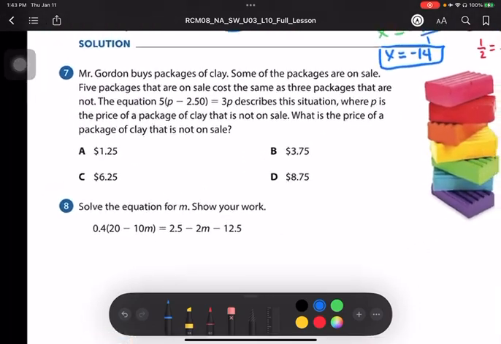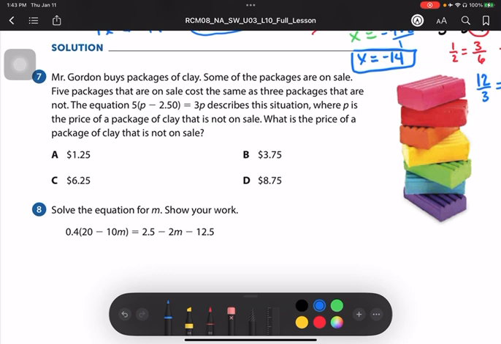All right, number 7. Mr. Gordon buys packages of clay. Some of the packages are on sale. 5 packages that are on sale cost the same as 3 packages that are not. They gave you the equation and they told you that P is the price of a package of clay that is not on sale. What is the price of the package of clay that is not on sale? So they actually just want you to solve for P.